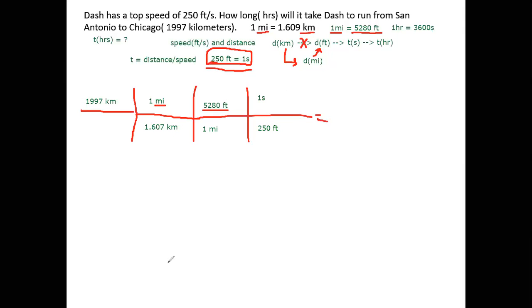And we need one more train track, where we convert seconds into hours. Since second is here in our next empty train track, second goes on the bottom and hours go on top. So now you see everything cancels except hours. Now, if it didn't give us the speed of the dash, then we couldn't solve this problem because we couldn't convert between distance and time. So now we're going to multiply everything on top, divide by everything on the bottom.